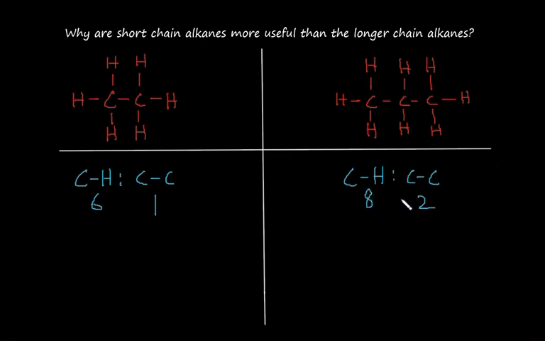Now if you simplify this ratio here, you can simplify it to 4:1 in its final form, whereas this one here will just be 6:1. So which ratio is higher? The ratio for ethane is higher than the ratio of propane. So this proves that short chain alkanes are more flammable and as a result more useful than the longer chain ones.